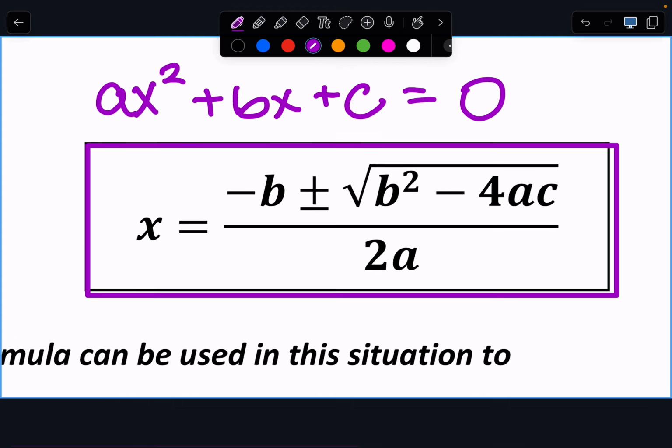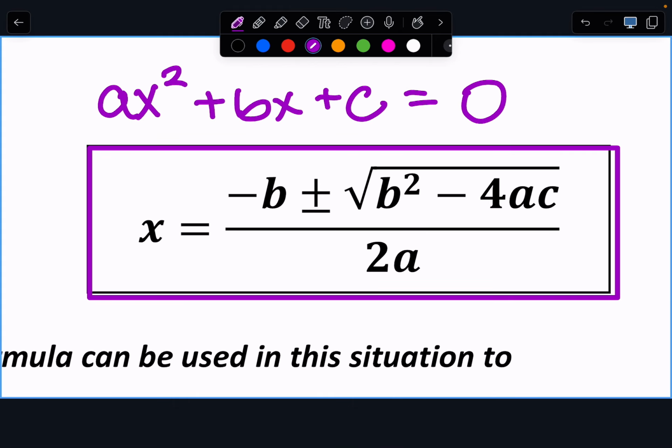Now, the quadratic formula for our purpose, I will write it on the board for you. But there will be a time in your life, like in high school, where you have to know it off the top of your head.